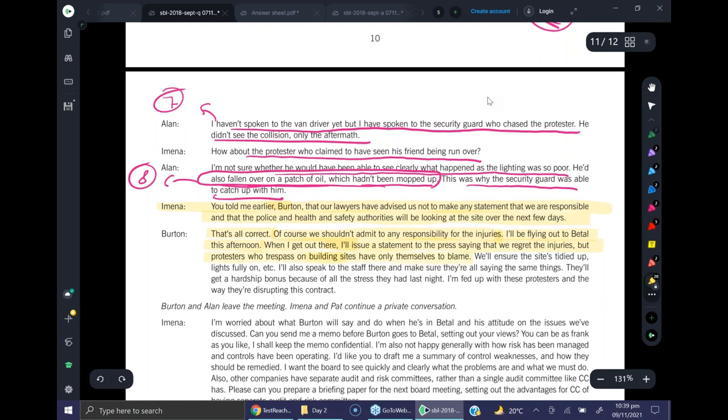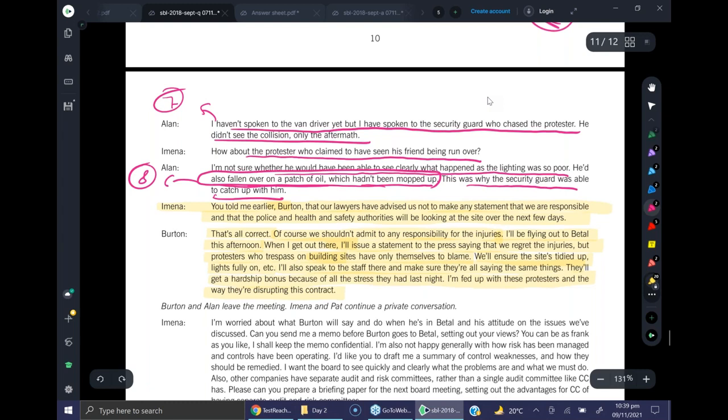We'll ensure that the site is tidied up, lights fully on, etc. I will also speak to the staff there and make sure that they are all saying the same things. They'll get a hardship bonus because of all the stress they had faced last night. I'm fed up with these protesters and the way they are disrupting this contract. So there are a lot of ethical issues in this one paragraph.